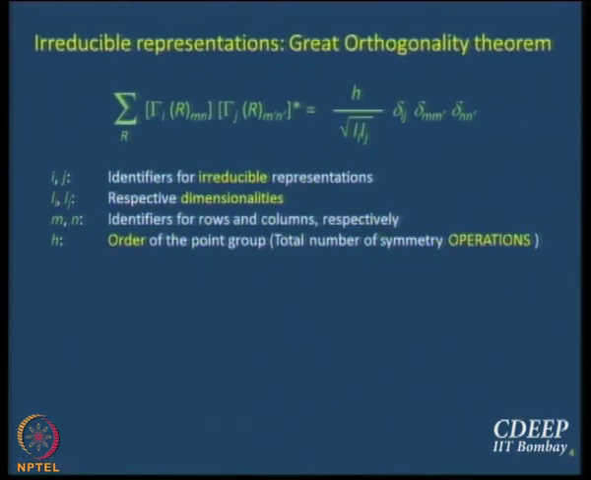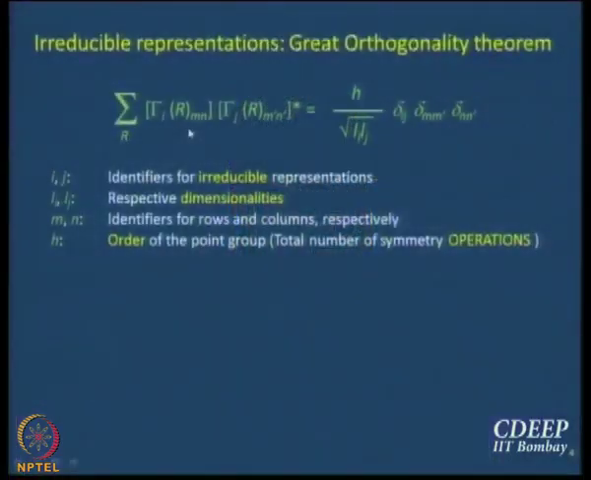Okay. So you are right, it holds for unitary representations. But what do we have here? This is a matrix element, this is another matrix element, isn't it? So what we are saying is that the matrix elements of the transformation matrices in irreducible representations behave like a set of orthonormal vectors.